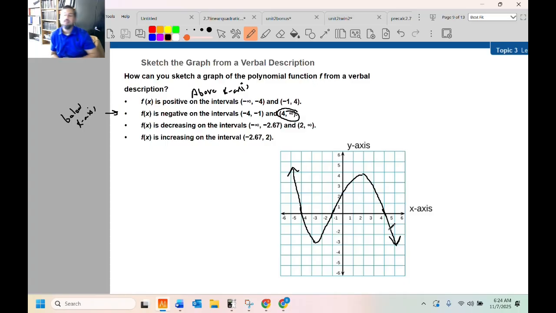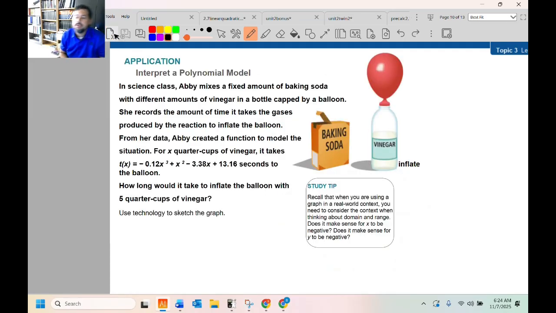There's a rough graph of that polynomial based on behaviors that were told to us. It's a higher level skill. Not everybody's going to be able to do it. You know, the goal is to make STEM majors here, kids. All right, interpret a polynomial model.